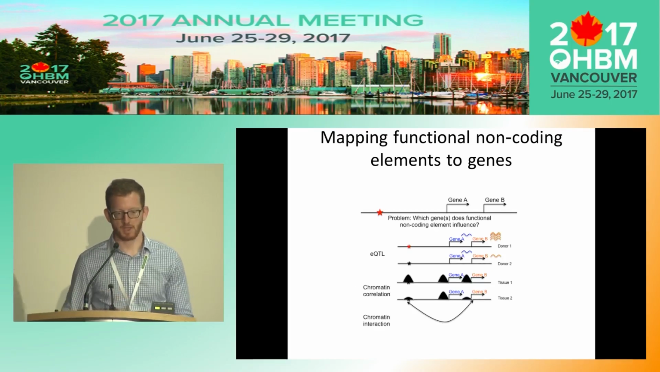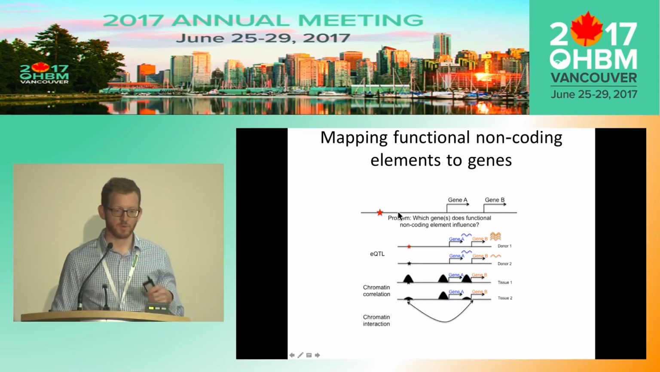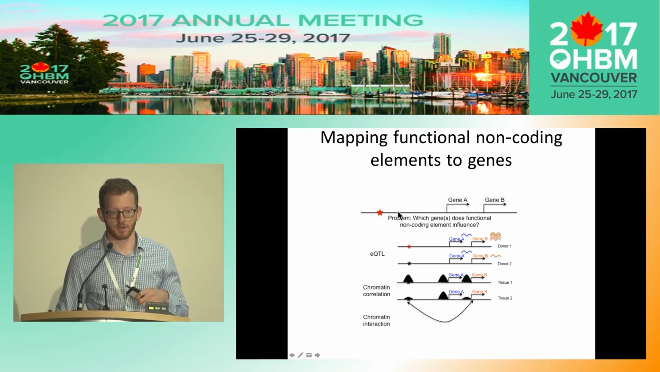Okay, so here's the problem again. We have a genetic variant, or a genetic locus, that we found. It's near multiple different genes. How do we move from a genetic variant to the gene of action? We can do this in multiple different ways.